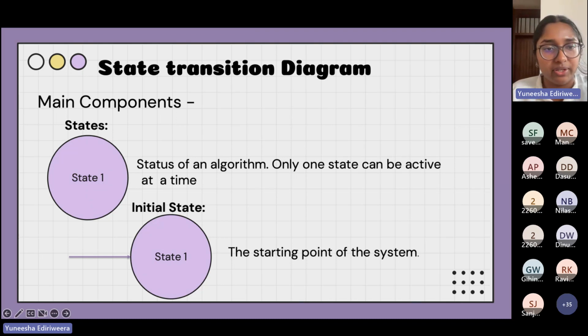The first component is states. A state is usually represented by a circle. It is the status of an algorithm. Only one state can be active at a time. And as I mentioned earlier, there are only a finite number of states. The second component is the initial state. The initial state is usually represented by an arrow pointed at a circle. This is the starting point of the system.